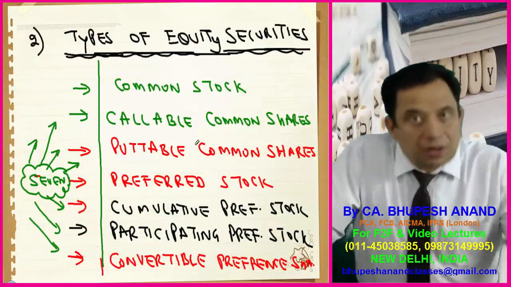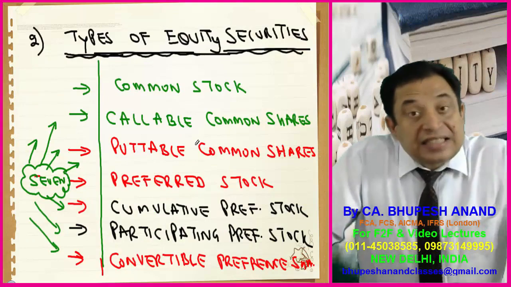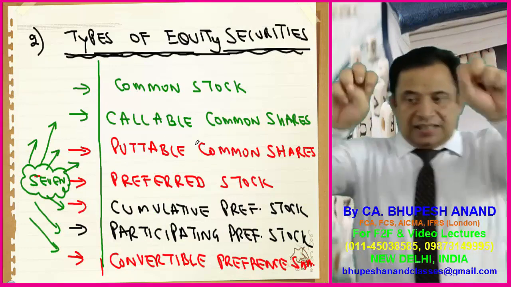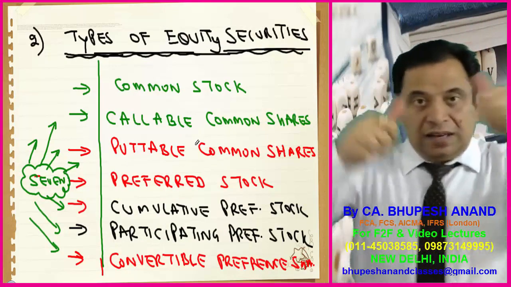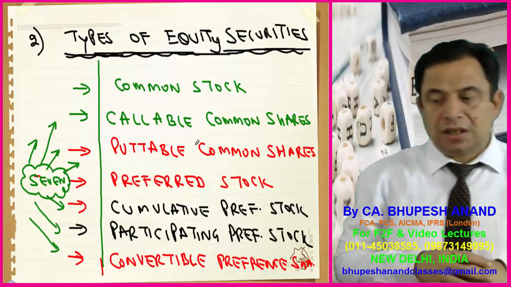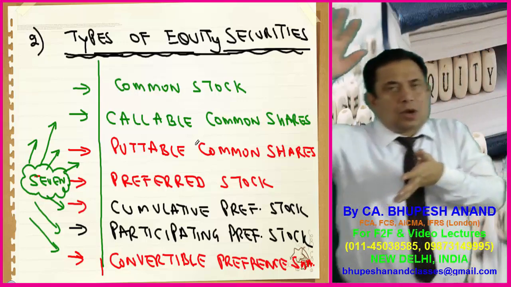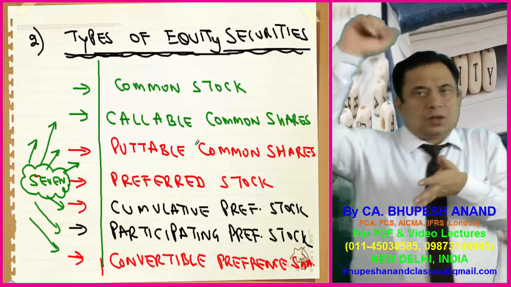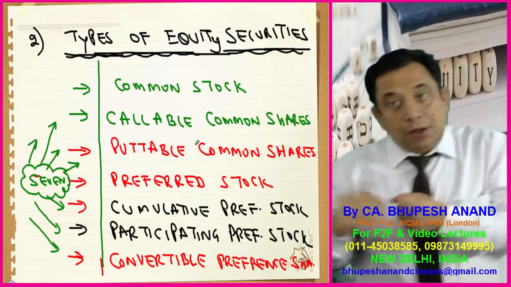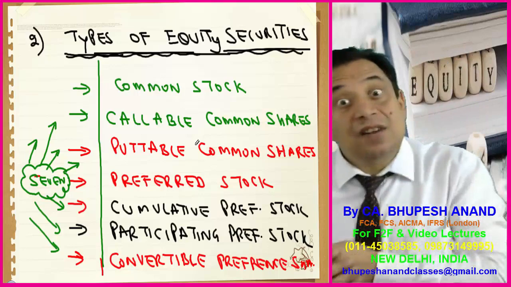Types of equity securities. So you are writing down in your register: types of equity securities. There are 7 types of equity securities. One is common stock. Second is callable common shares. Third is putable common shares. I will be discussing that. What is the meaning of common stock, callable common shares, putable common shares, preferred stock, and then the categories of preferred stock: cumulative preferred stock, participating preferred stock, and the last is convertible preferred stock.